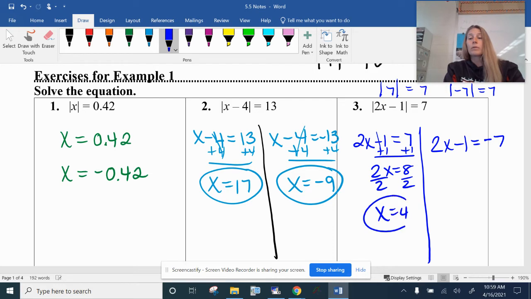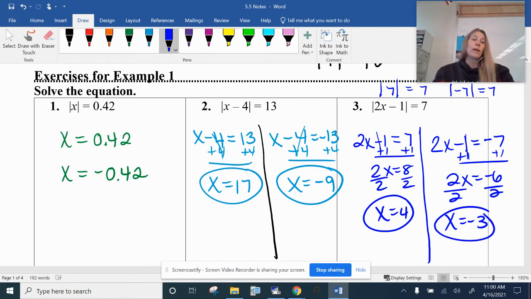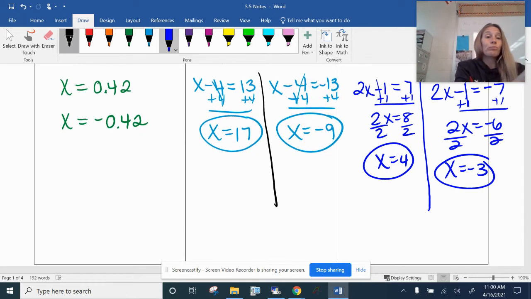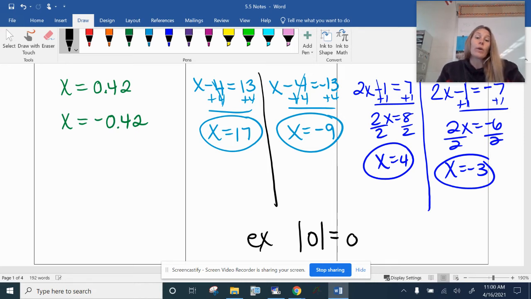Dividing by 2, x equals 4. Then the other option, adding the 1, we get negative 6. Dividing by 2, we get x equals negative 3. So notice we have two solutions for every one of our absolute value equations. The only exception to that rule would be if you had, for example, the absolute value of 0. The only answer for that would just be 0, and so there's only one solution. But in all other values, there would be two solutions.